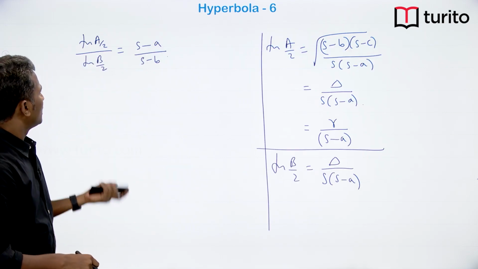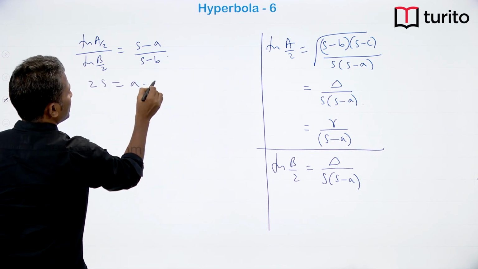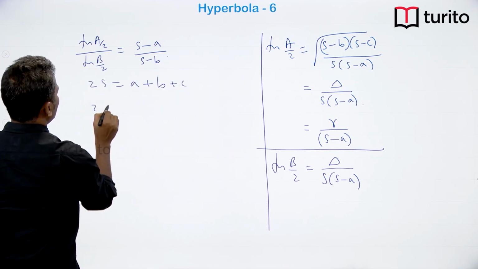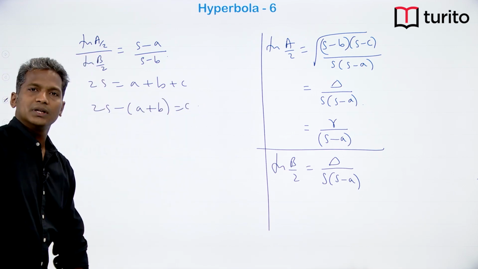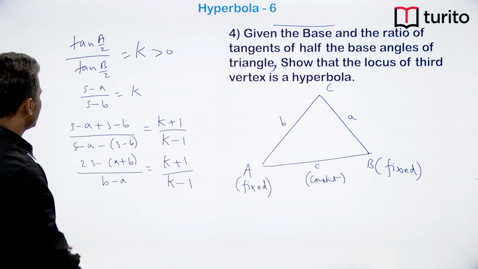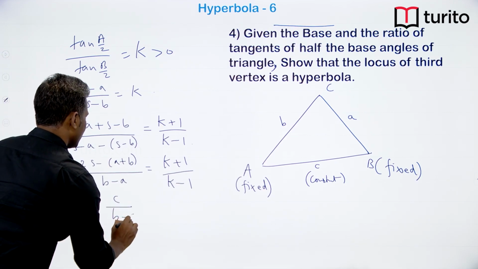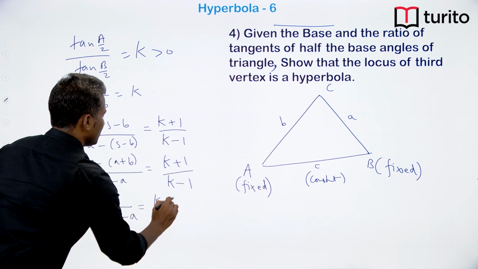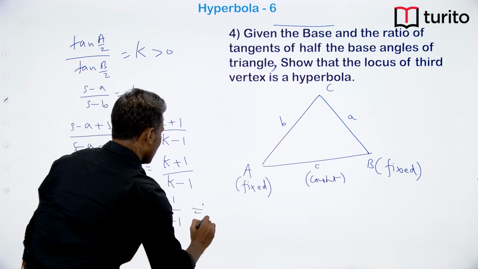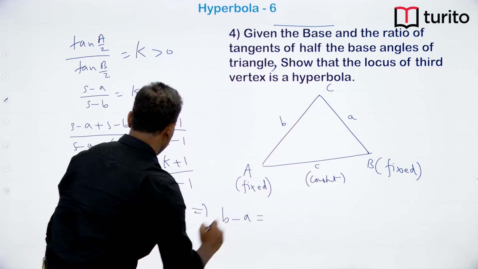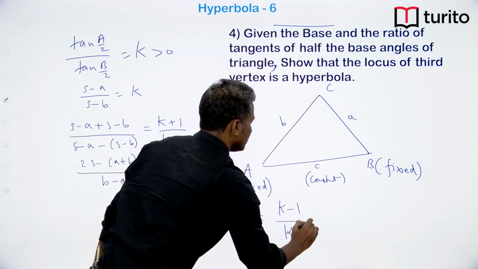Now here we know that 2s is going to be a plus b plus c. So 2s minus a plus b is going to be c, which means I can use the constant c in the numerator here. So I'll get c by b minus a is equal to k plus 1 by k minus 1. Now this means I can say that b minus a is going to be k minus 1 by k plus 1 into c.